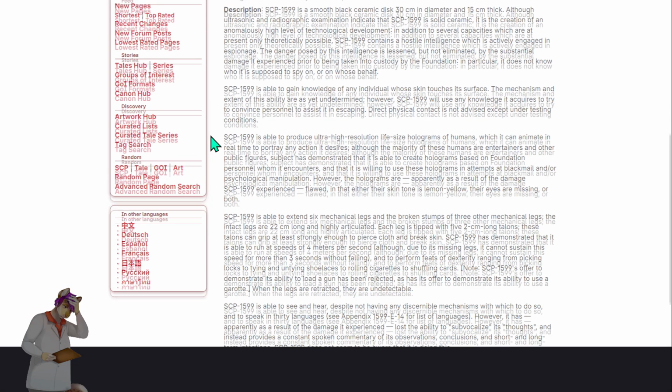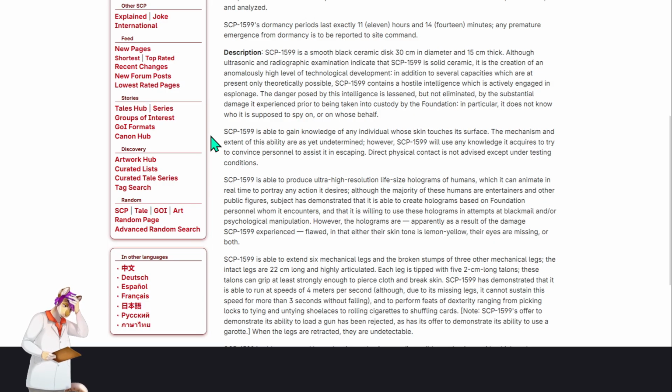Description: SCP-1599 is a smooth black ceramic disc 30 centimeters in diameter and 15 centimeters thick. Although ultrasonic and radiographic examination indicate that 1599 is a solid ceramic, it is the creation of an anomalously high level of technological development. In addition to several capacities which are at present only theoretically possible, it contains a hostile intelligence which is actively engaged in espionage. The danger posed by this intelligence is lessened but not eliminated by the substantial damage it experienced prior to being taken into custody by the Foundation. In particular, it does not know who it is supposed to spy on or on whose behalf.